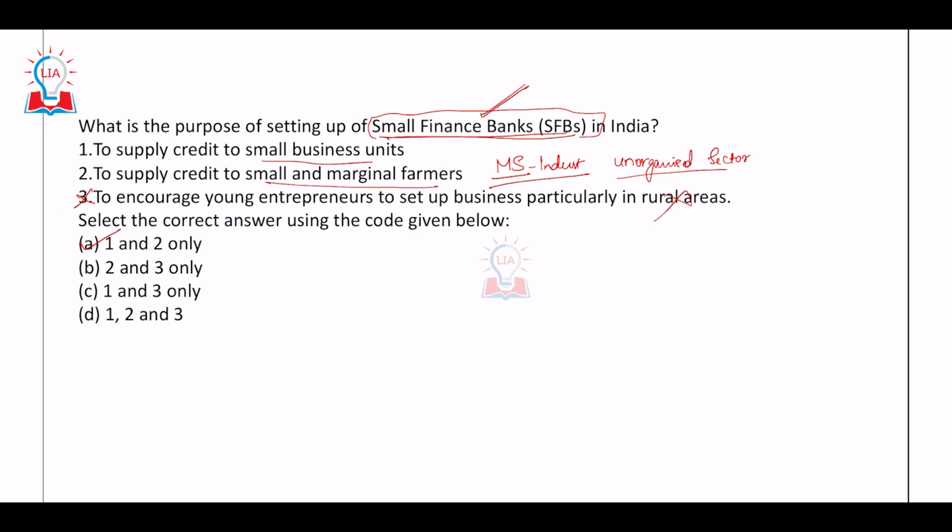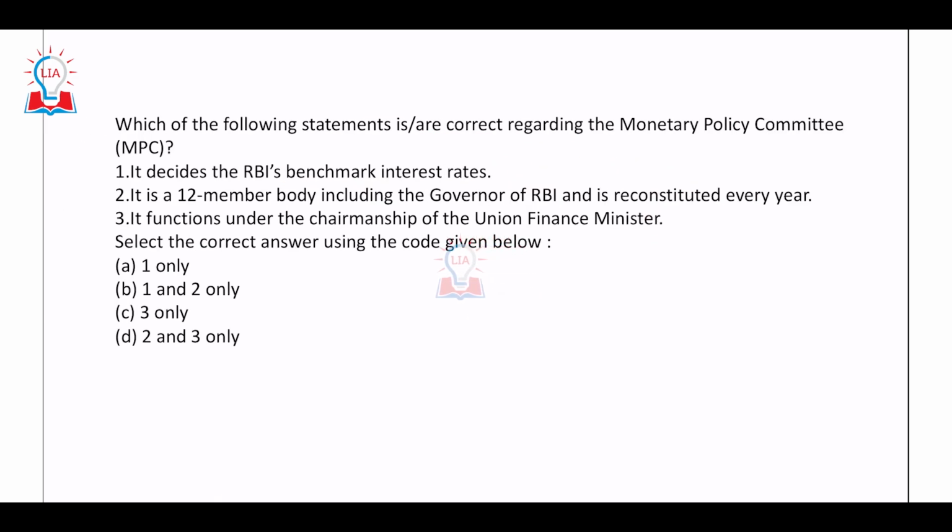Next, which of the following statements is correct regarding the Monetary Policy Committee? Again, this also was set up only recently, in 2017, right? By the measure of 2017, it was fairly recent then. But again, it will become a part of static. As I told you, if an agency or institution is set up recently, still it would be considered a part of static itself. Why? Because it is going to stay there for the coming days.